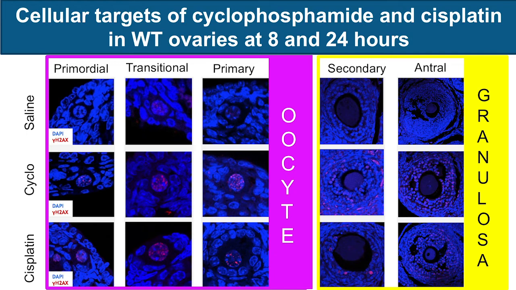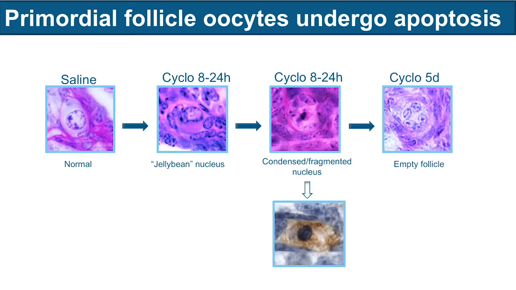So this panel really shows us that these agents are in fact able to directly damage primordial follicle oocytes, but do these oocytes go on and die? So we spent a lot of time looking histologically at ovaries and staining for markers of apoptosis, and we could in fact find quite clear morphological evidence of oocytes undergoing apoptosis 8 and 24 hours after these treatments. And this is just an example of the types of things that we would see.